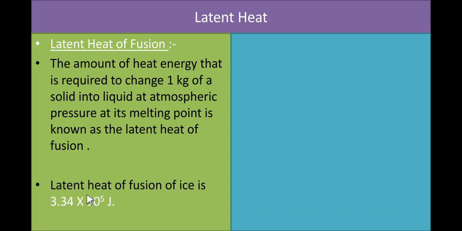For example, latent heat of fusion of ice is 3.34 into 10 to the power 5 joule per kg. That is, at 0 degree C we need 3.34 into 10 to the power 5 joule of energy to melt 1 kg ice into water.